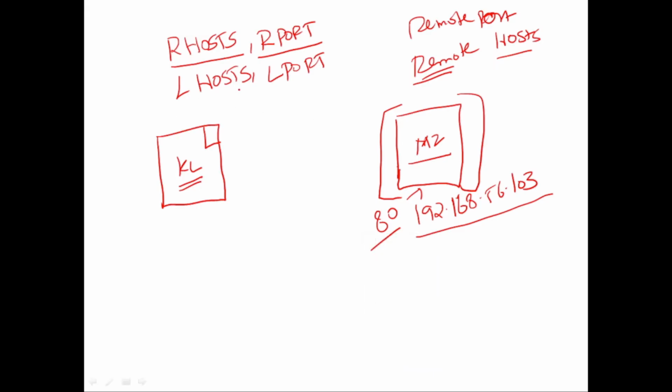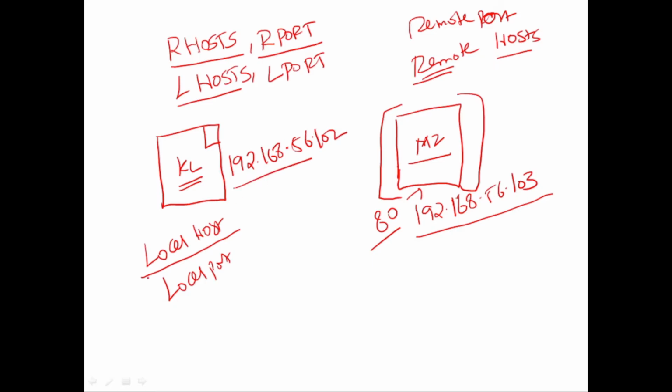What is LHOST? LHOST is nothing but local host, and LPORT is nothing but local port. So what is the local host? It's the machine that's running the Kali Linux. So it's our attacker, it's the attacking system. So if my Kali Linux IP is 192.168.56.102, what is the IP of my local host? It is the IP of my Kali Linux machine.